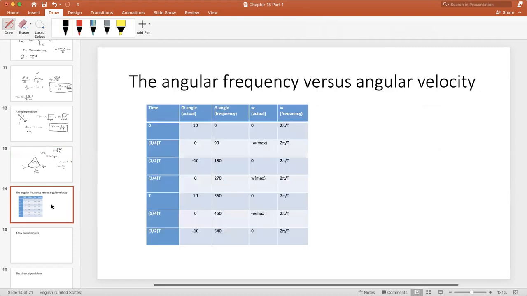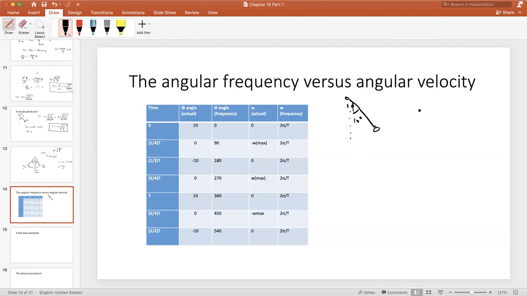So let's look at that again. I made this little chart, and we're going to assume that originally the pendulum starts off pulled out at an angle of 10 degrees, and this is my phi. Quarter of the way through the period, it's here. Halfway through the period, it's here. 3/4 it's here. Full period, it's back, right? So you can see that the angle starts off at 10, goes to 0, goes to negative 10, back to 0, back to 10, right?